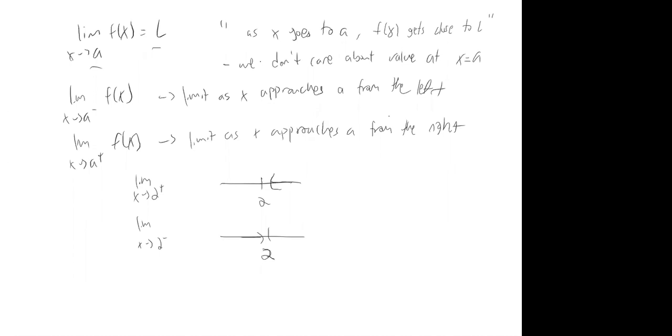Is everyone clear so far on the definition? Nothing too bad. So we have, I don't know if they write it as a theorem, so I'm just going to say result. The limit as x goes to a of f of x is L if and only if the limit as x goes to a from the left is L, and the limit as x goes to a from the right is L. So they have to both be L.